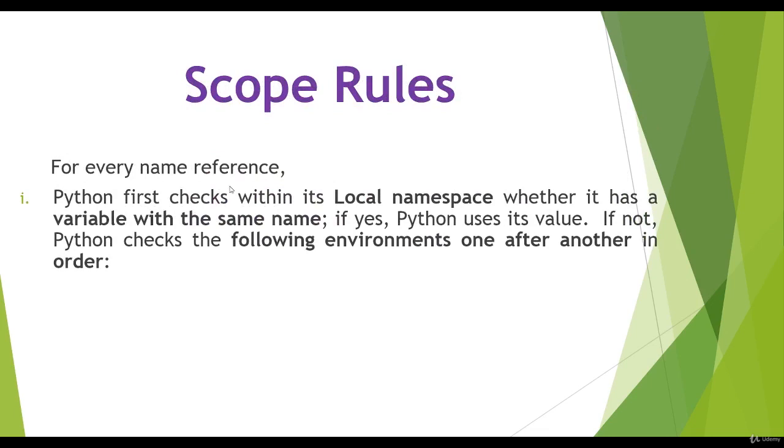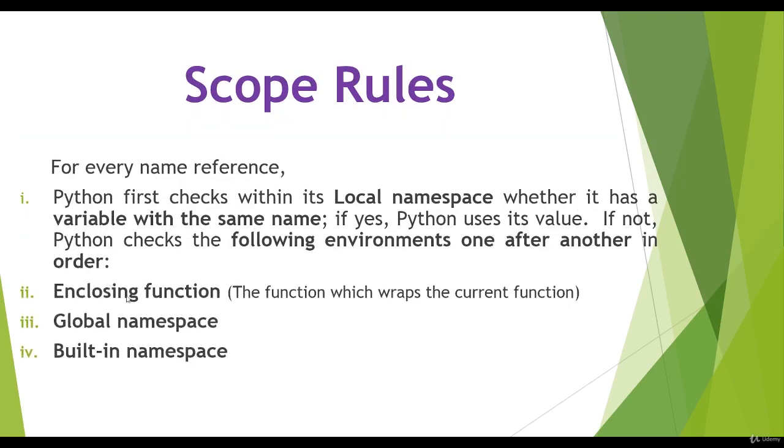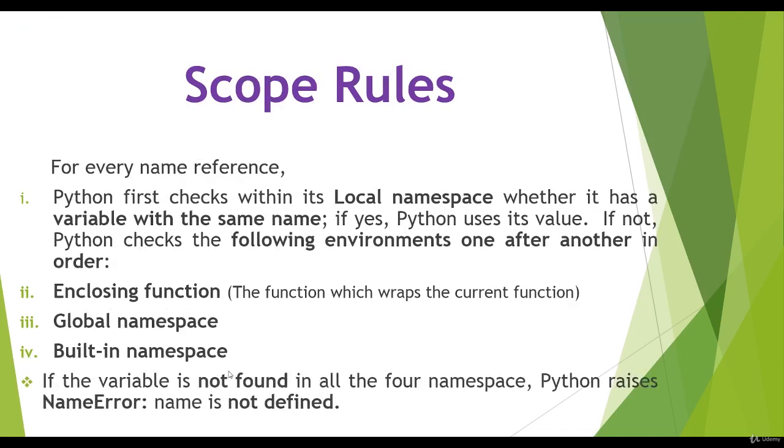Now, for any name reference, Python first checks for the variable value in the local namespace. If it finds the value, it uses the value. If not, Python checks the following environments one after another. Enclosing function is the function which wraps the current function, then global namespace, and finally built-in namespace. If the variable is not found in all of these four namespaces, then Python raises a name error, that is, name is not defined.